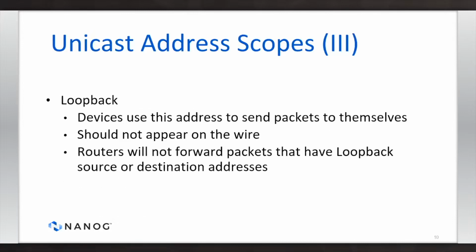One final scope is the loopback address, ::1. You should never see this on the wire. When devices send packets to themselves, they'll use this loopback address. But except in one funny exception case, that being MPLS ping, you won't see a loopback address on the wire. And in MPLS ping, when you see it on the wire, it will be encapsulated in something else.